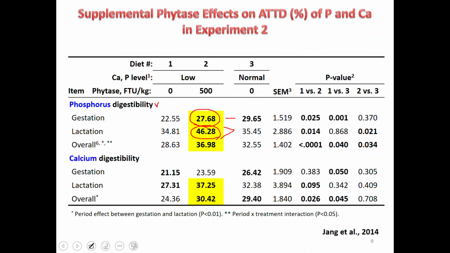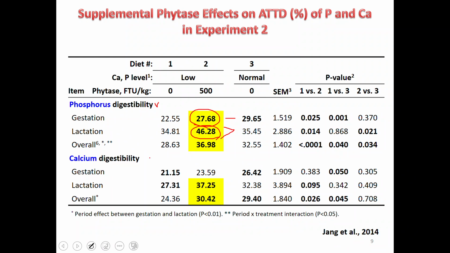So this result means phytase supplementation in gestation and lactation diet improve phosphorus digestibility clearly, and in lactation period, there is more pronounced effect of phytase supplementation compared to gestation period. And it is because lactation period sow requires more nutrients, okay, so that we could expect more pronounced effect of this phytase supplementation in lactation period.